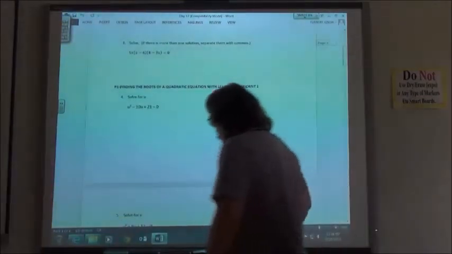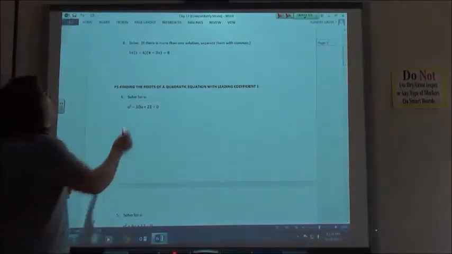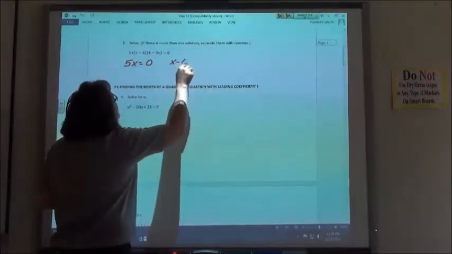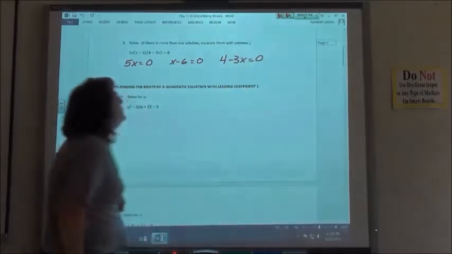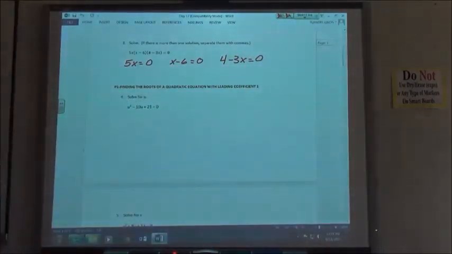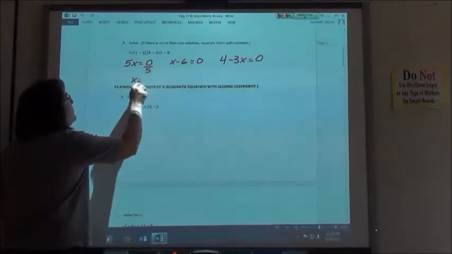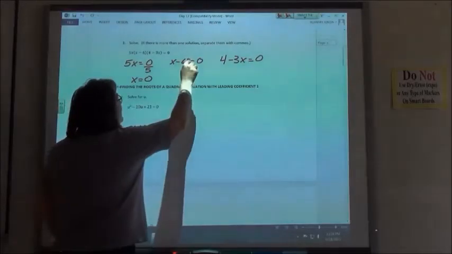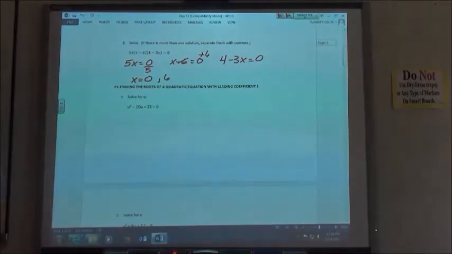Now on the third one, you'll notice that there is a variable with that thing in front of the parentheses. So we're actually going to have 3 problems. Either the 5x could equal 0, the x minus 6 could equal 0, or the 4 minus 3x could equal 0. So if we solve the first one, x equals 0, because 0 divided by 5 is 0. The second one, x is going to equal 6, because we have to add the 6 to move it over.